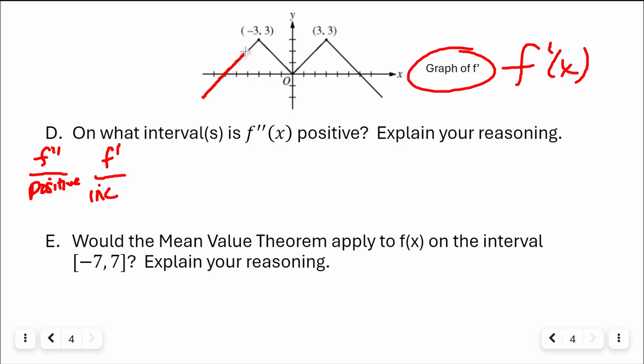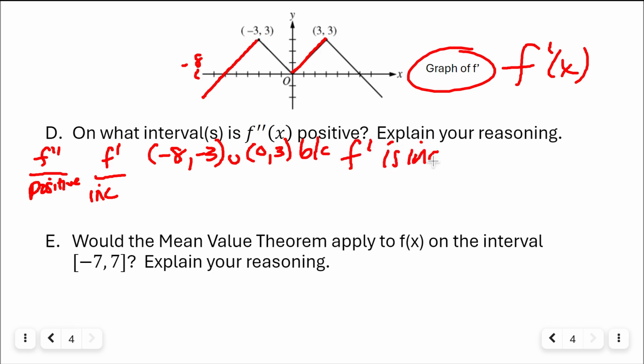Well, there and there. So we name increasing and decreasing by x values. So again, we'll call this -8 just to call it something. So we're going to say from -8 to -3, x values only, in the union with 0 to 3. Reason? Because f prime is increasing.